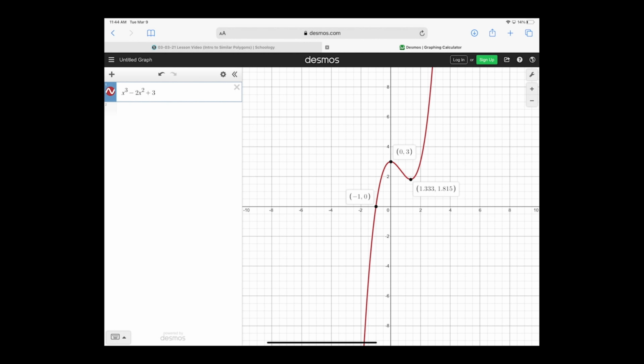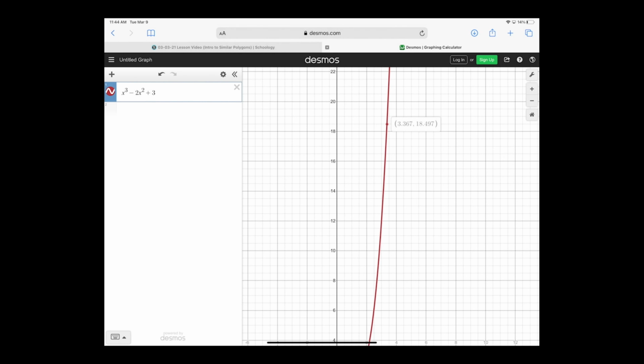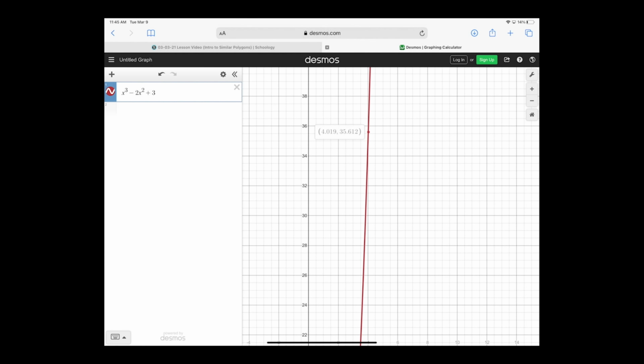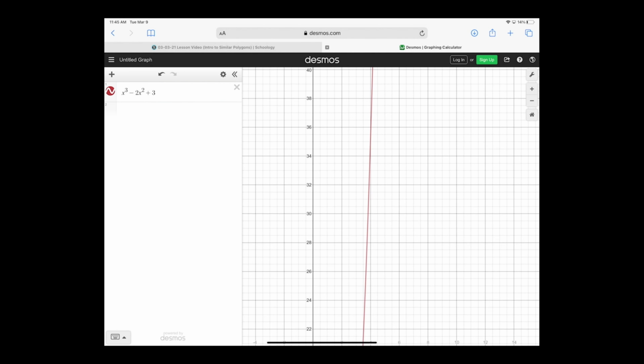-1, 0. What does that mean in this context? What does that turning point 0.3 mean? What does that turning point 1.33, 1.815 mean? Right? What about this point over here? What if I came over here? Well, I want to look at this point right here for some reason. Right? When x is 4, I want to figure what this is. So when x is 4, and then I can just drag till I get to there it is. Really, really close. 4. Y is 35. Okay. What does that mean?